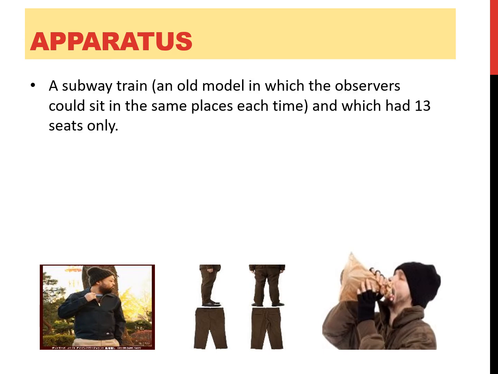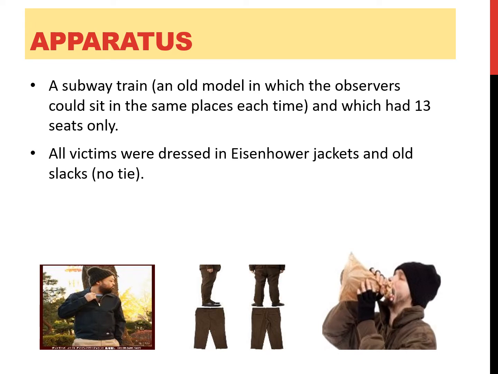And then the apparatus of the study, one of the apparatus is definitely the subway where they conducted the study itself. The subway is an old model in which the observer could sit in the same place each time. So the observer stays there, the seat is the same, one of the 13 seats. And then the clothing: all the victims wore Eisenhower jackets and slacks, no tie. Like the picture, a casual jacket and trousers.